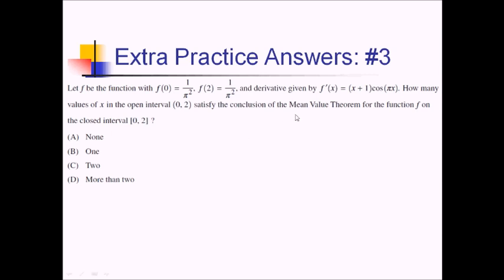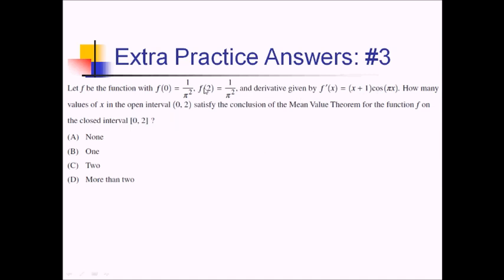So we need continuity and differentiability on the interval from 0 to 2. For the continuity piece of it, you have a polynomial, which is continuous, times a trig function, a cosine function, which is also continuous. They're also both differentiable. So the product of these is going to give you something that is both continuous and differentiable. So we keep going, and let's find the average rate of change.